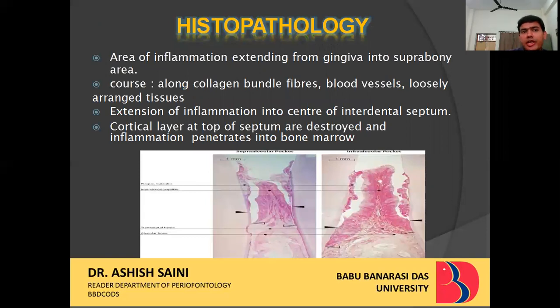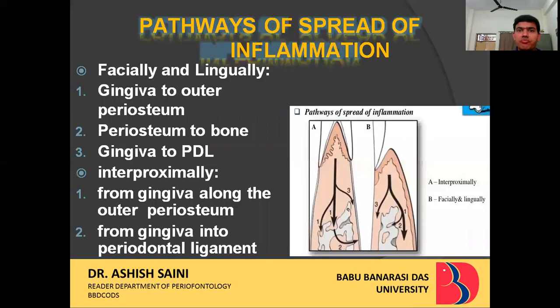Coming to histopathology, areas of inflammation extend from the gingiva into the suprabony area, along gingival bundle fibers, blood vessels, and loosely arranged tissues, with extension of inflammation into the center of the interdental cementum. The cortical layer at the top of the crest is destroyed and inflammation penetrates into the bone marrow. So this is the pathway by which gingivitis progresses to periodontitis.